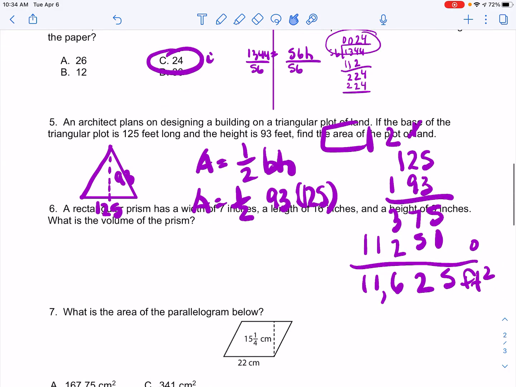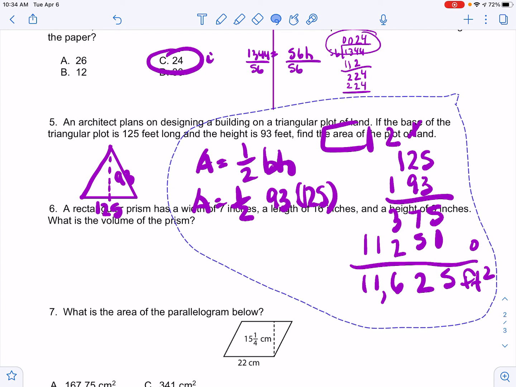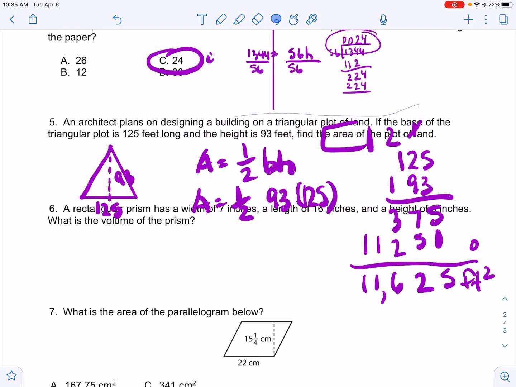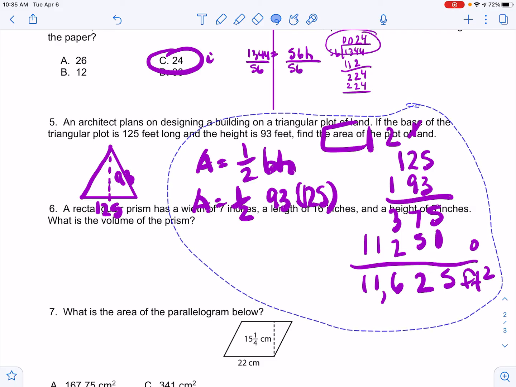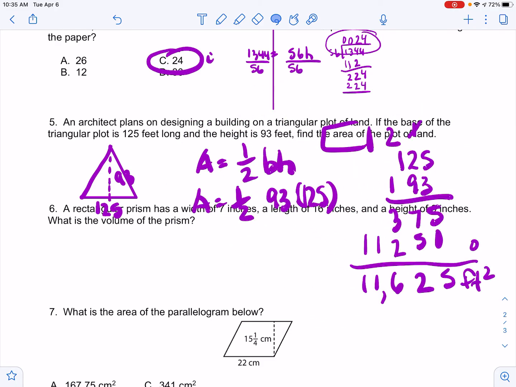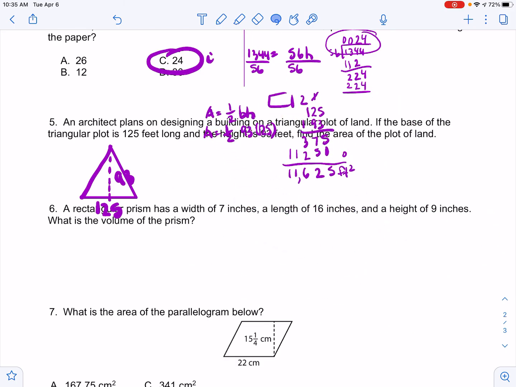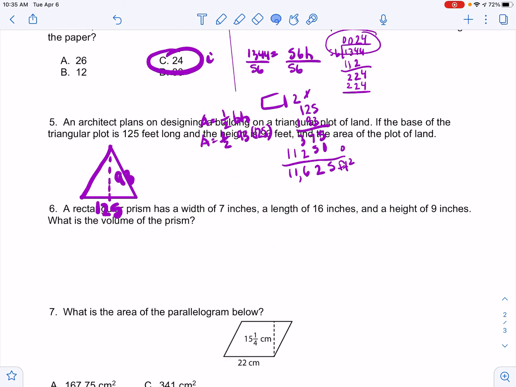You're multiplying your two dimensions, base and height. With volume, you have 3 dimensions. That's why you cube it. Even though y'all are learning the big B is equal to the area of the base, because that's length times width. Okay, number 6.